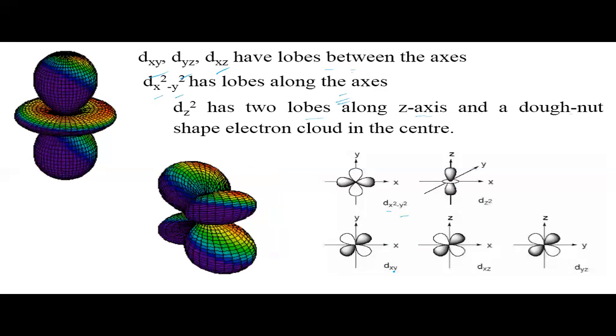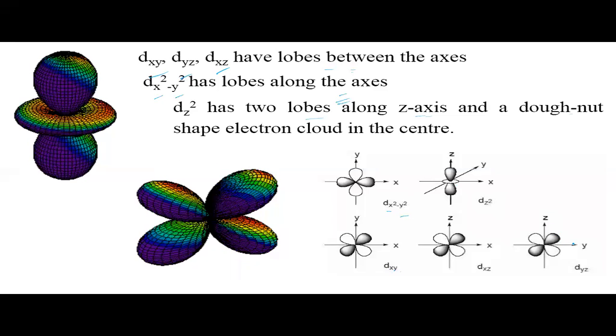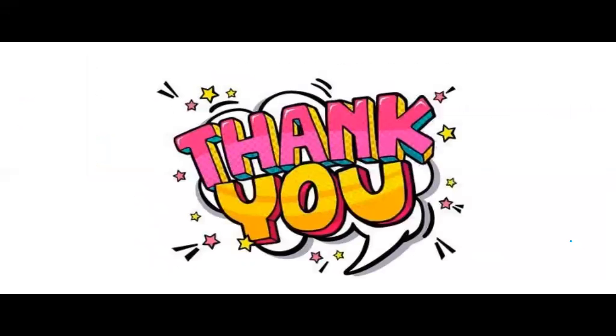In dxy, the lobes are between the x-axis and y-axis. In dxz, the lobes are present between the z and x axes, whereas in dyz, the lobes are between the z-axis and y-axis.